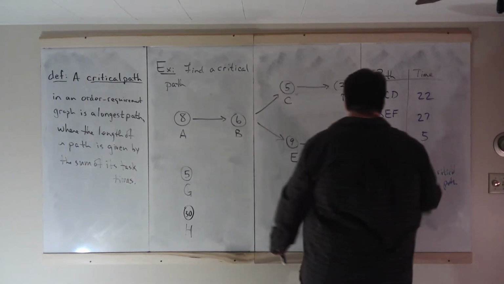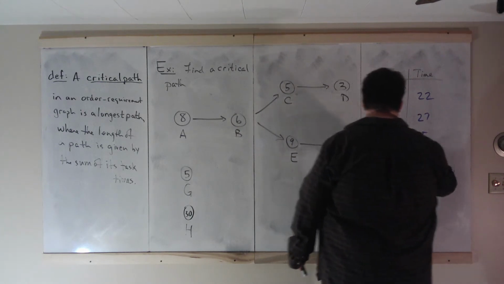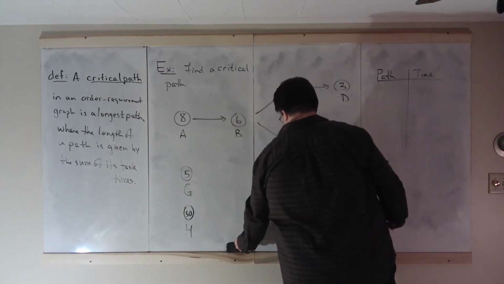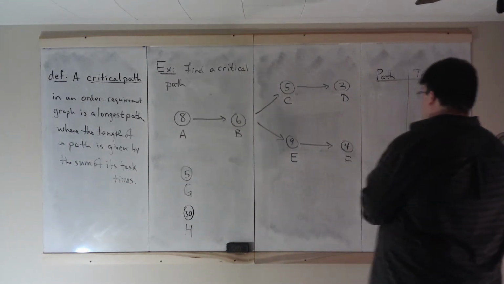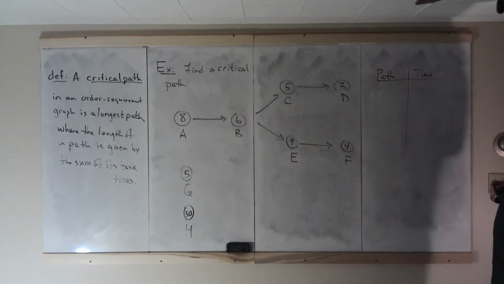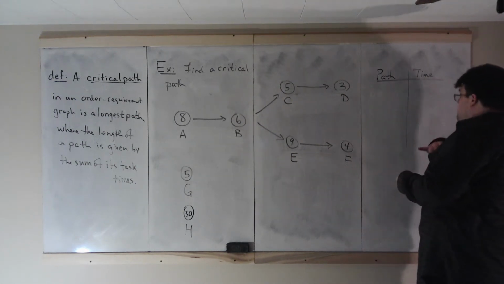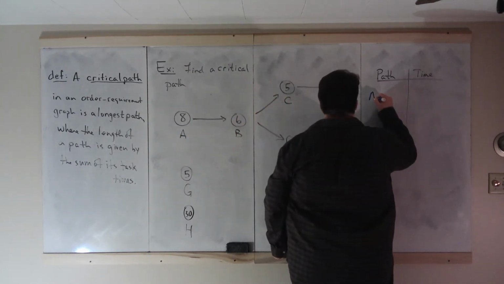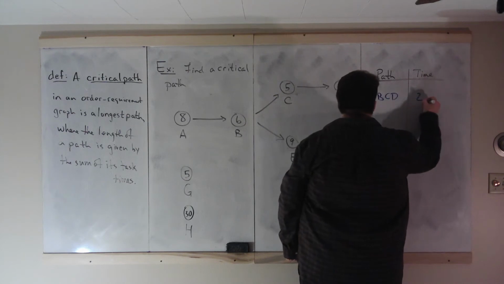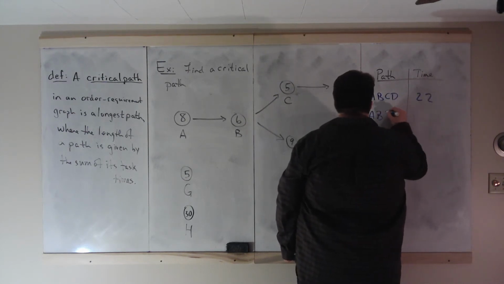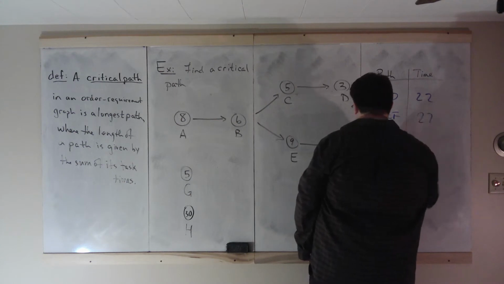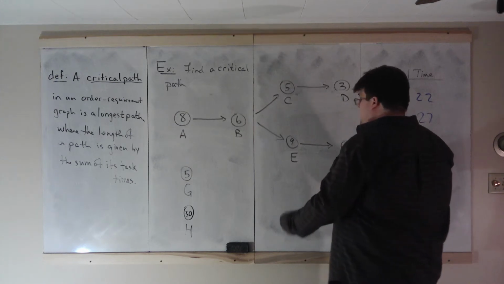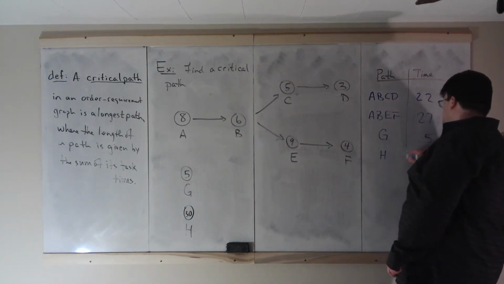So I added a task H which takes 30 minutes. So what are our paths now? Well, let's keep using the blue marker. Paths up here, we still have A, B, C, D, and A, B, E, F. A, B, C, D still takes 22 minutes. A, B, E, F still takes 27 minutes. We also have task G, which takes 5 minutes, and we have task H, which takes 30 minutes.